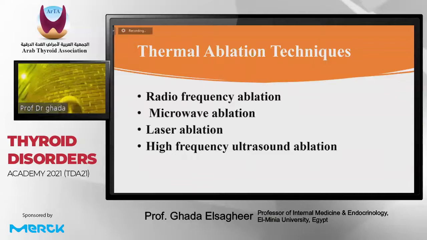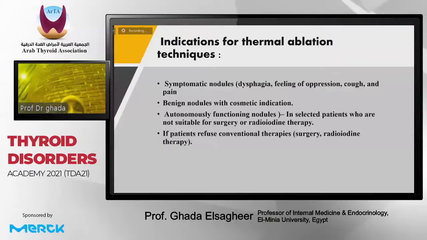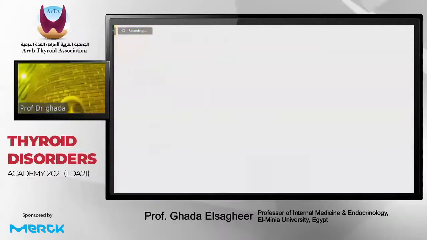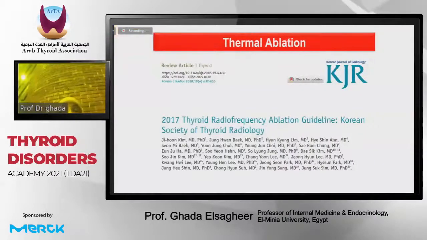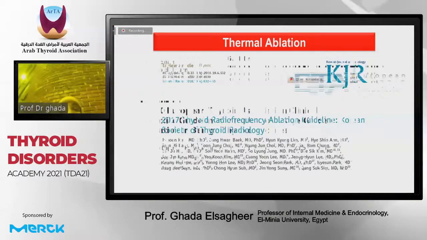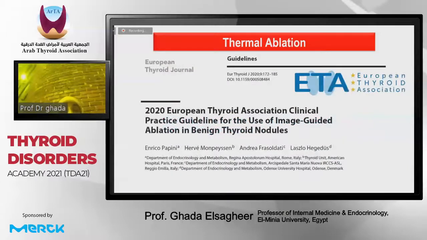Thermal ablation: we have 4 techniques, radiofrequency ablation, microwave, laser, and high-frequency ultrasound ablation. Indications: symptomatic nodules, as we said, dysphagia, feeling of oppression; benign nodules with cosmetic indications; and autonomously functioning nodules in selected patients who are not suitable for surgery or if the patient refuses conventional therapy. Thermal ablation guidelines: in 2017, the Korean Society of Thyroid Radiology thyroid radiofrequency guidelines, and the 2020 European Association clinical practice guideline for use of image-guided ablation of benign thyroid nodules.